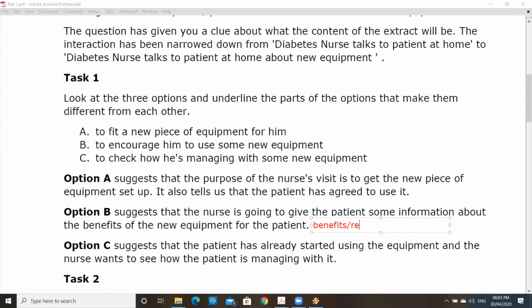She may be giving some recommendations if this is the correct answer. C says to check how he is managing. So the word check tells me that she may have a set of questions. Or the patient, one more thing it tells me is that the patient has already started using it. The nurse is now visiting to check if the patient is managing well with it or not.